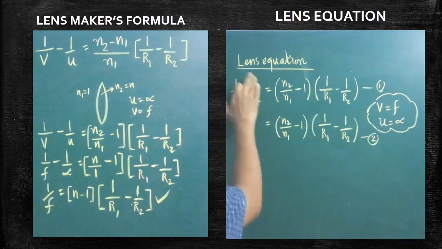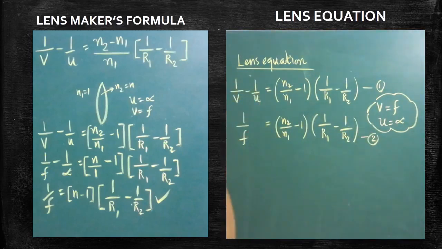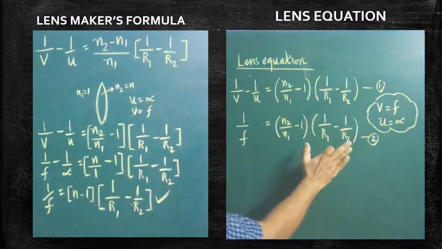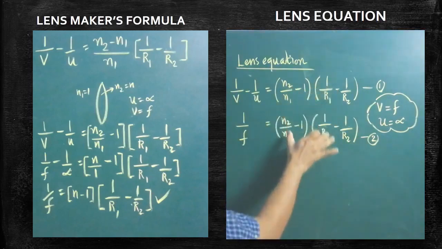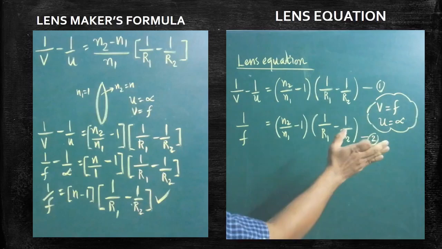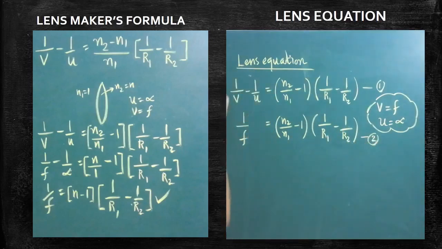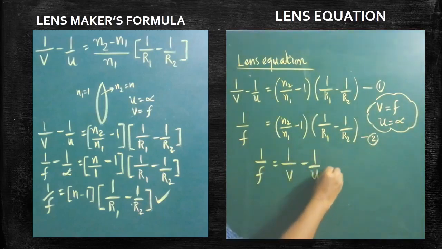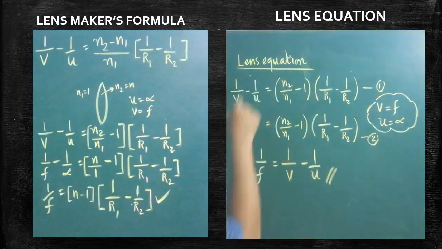Here we have made the change only in the LHS part. There is no change in the RHS part. So in both the two equations, just compare. In both equations 1 and 2, the RHS parts are equal. Therefore in the LHS part, you just compare. Finally we can write 1 by F is equal to 1 by V minus 1 by U. This is the equation which is called the Lens equation.